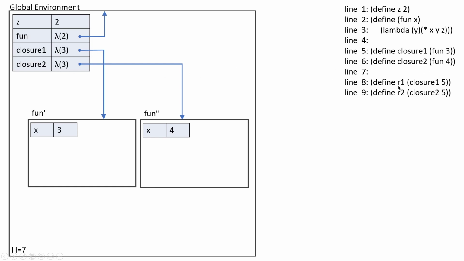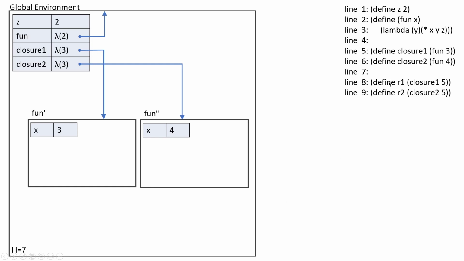The lambda on line 3. So if I call closure 1 with the value 5, and we're in the global scope here, on line 7, closure 1 is the lambda on line 3, and it takes in this case the value 5 for the parameter y, and then we walk through the body of that function, times x, y, z.